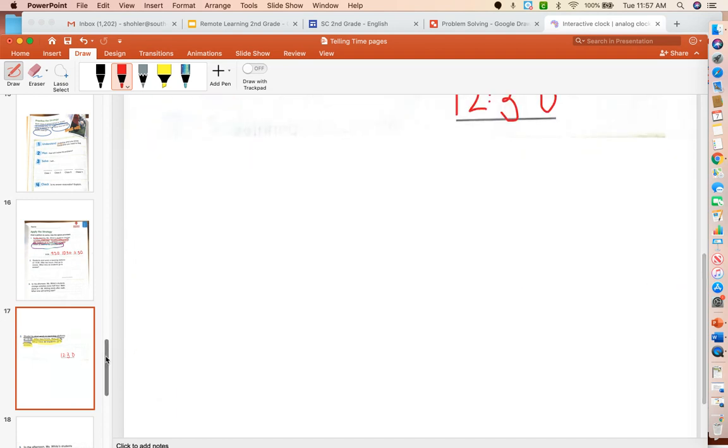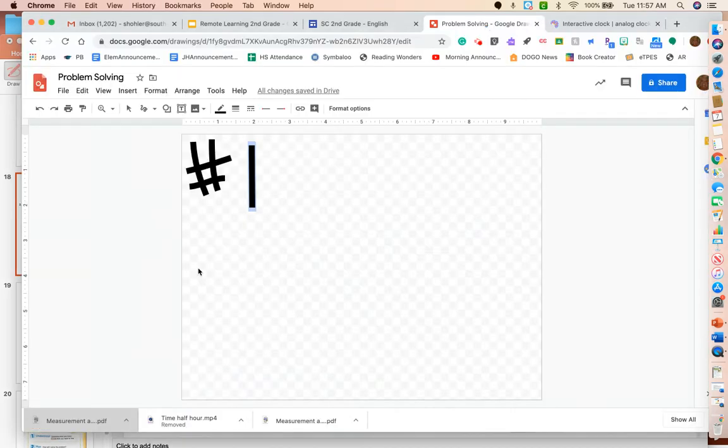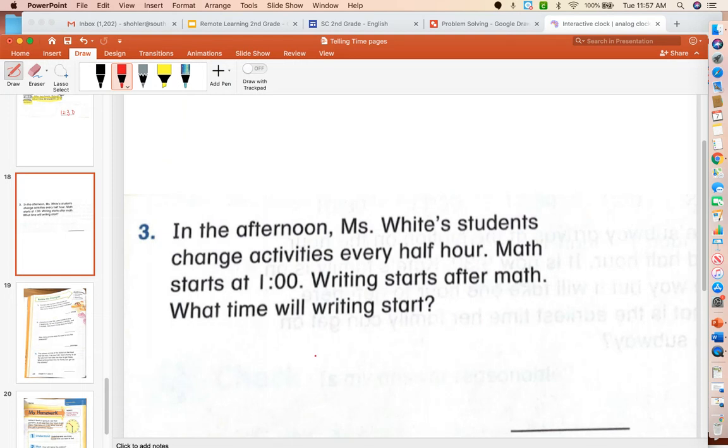Let's take a look at number 3. I'd like you to go ahead and listen to me read this. And as I'm reading it, I want you to underline the information we know and circle the words that are the information that we don't know or we need to find the answer for. In the afternoon, Ms. White's students change activities every half hour. Math starts at 1 o'clock. Writing starts after math. What time will writing start?